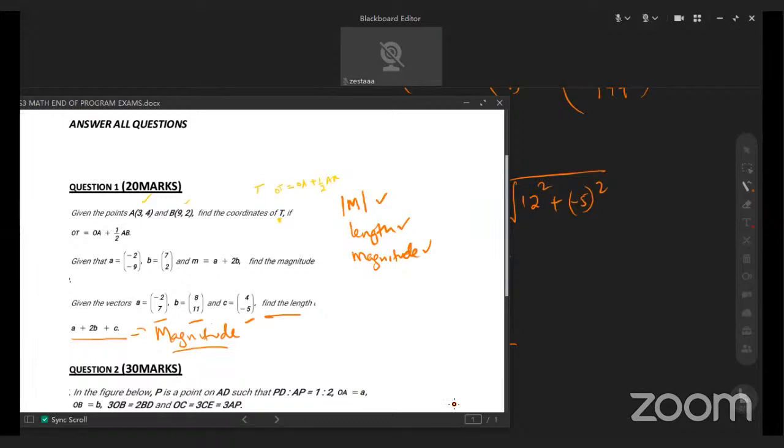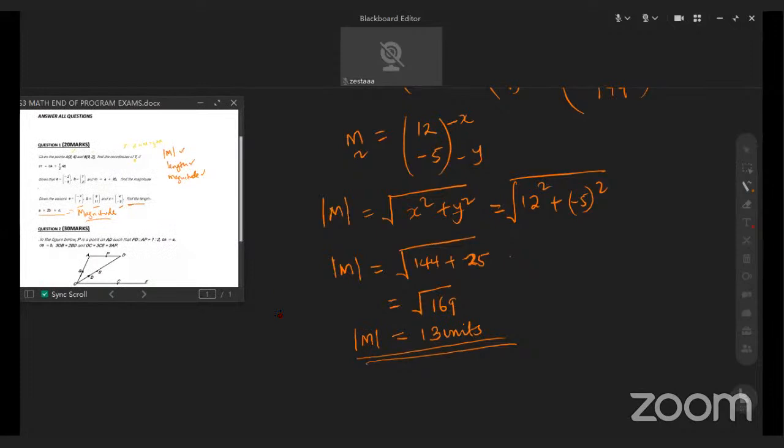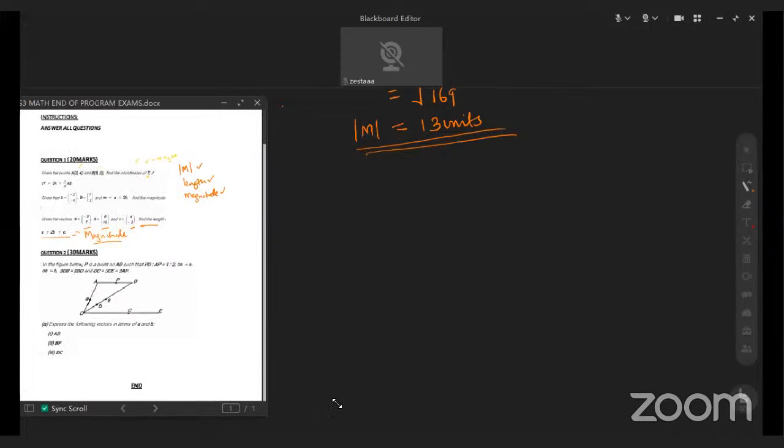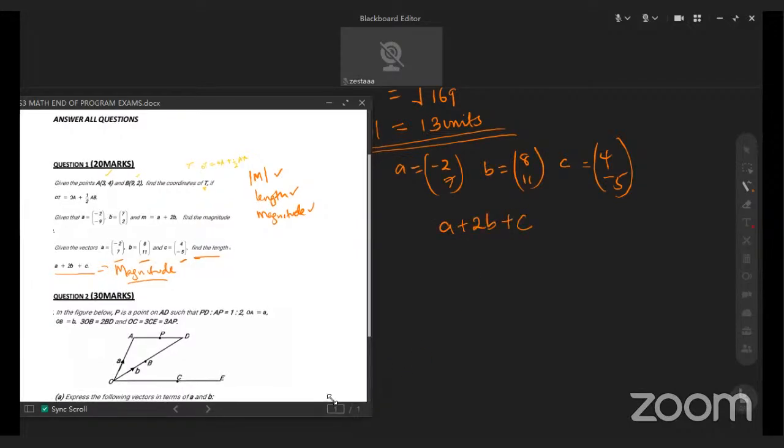Okay, so we are saying our vector A is that, B is that, and we follow the same procedures as well. Let me rewrite it here. So our vector A is -2, 7, B is 8, 11, and C is 4, -5, and we are being told to get the length of A plus 2B plus C. That's what we need to get, okay?